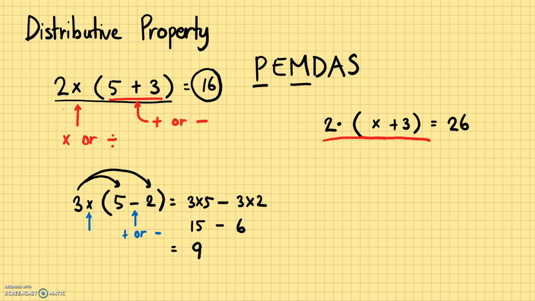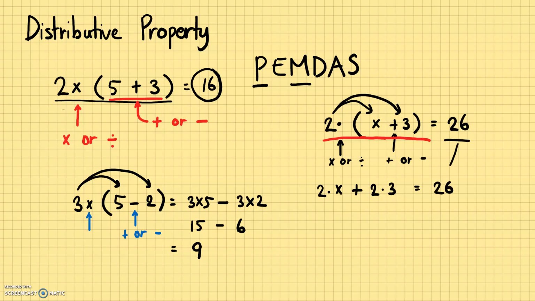Okay, so we can use the distributive property because this part is multiplication, and this part is addition or subtraction. We can do 2 times x plus 2 times 3. So we have 2 times x plus 2 times 3. And that equals 26, right? And 2 times x, you can't really simplify that, so we just get 2x. Plus 2 times 3 is 6. That equals 26. And now we can solve this equation.